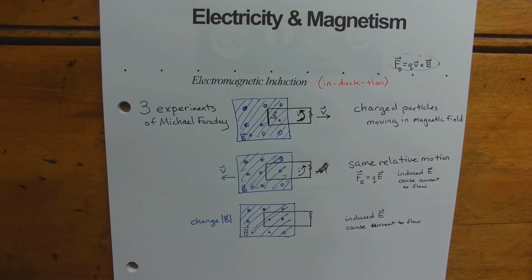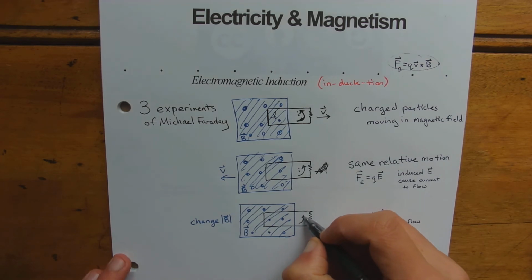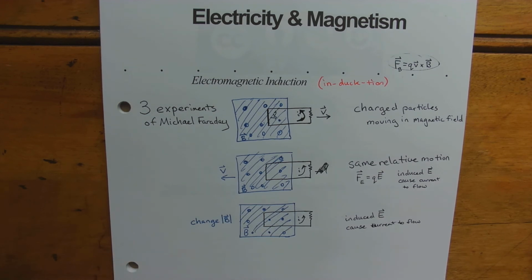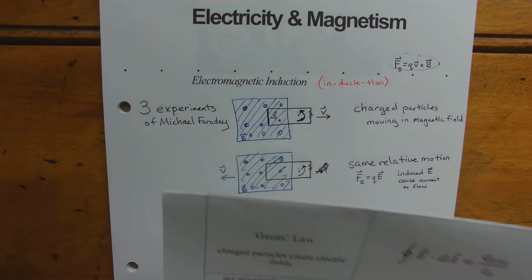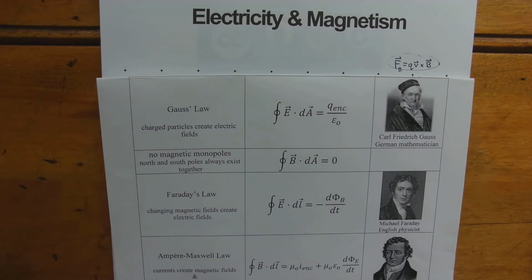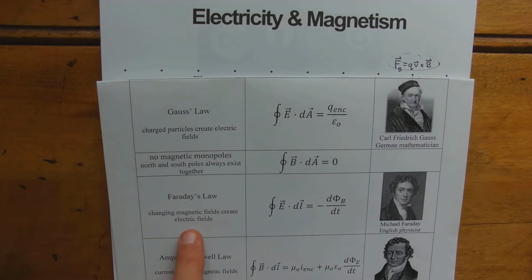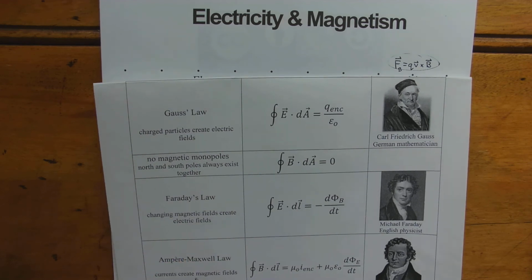And depending on whether you increase the current or decrease the current, increase the field or decrease the field, the current would flow in different directions. But let's just say we change it such that the current flows this way. And we'll learn later whether you'd have to increase it or decrease it to get the current to flow this way. Okay, so those are 3 experiments, and from this, Michael Faraday concluded that changing magnetic fields induce electric fields.